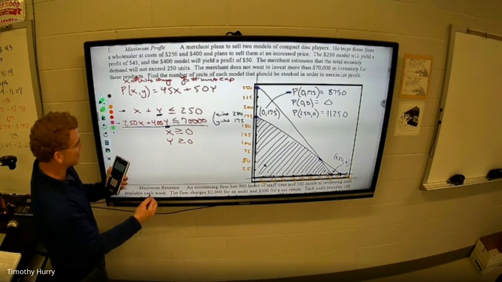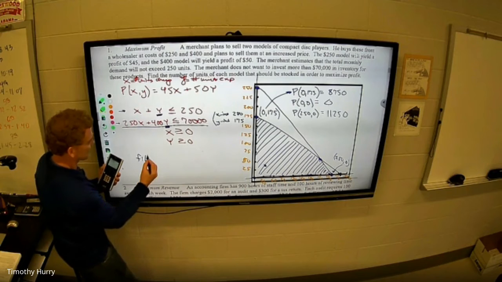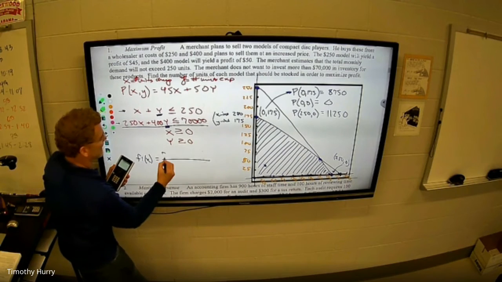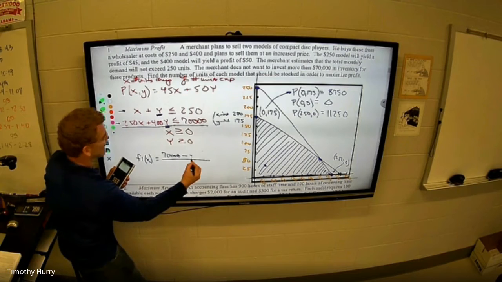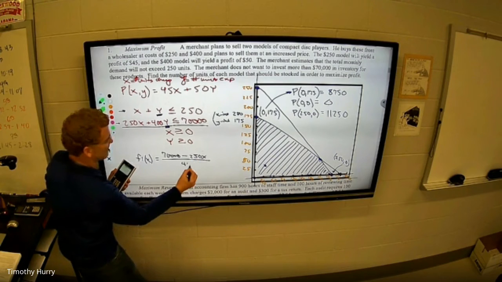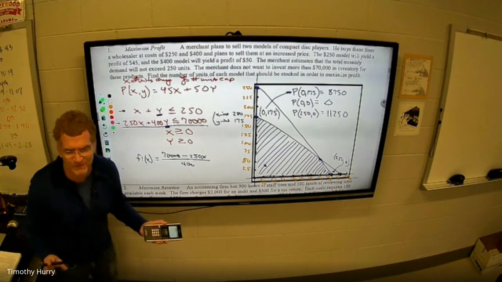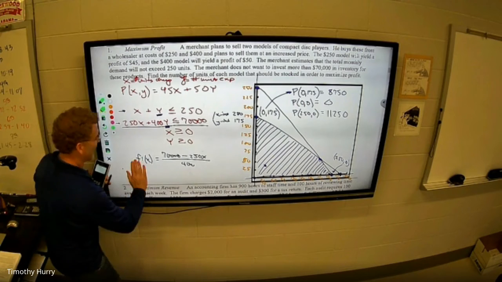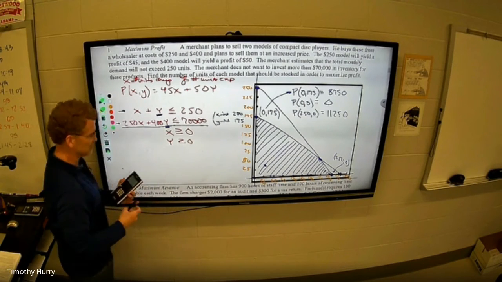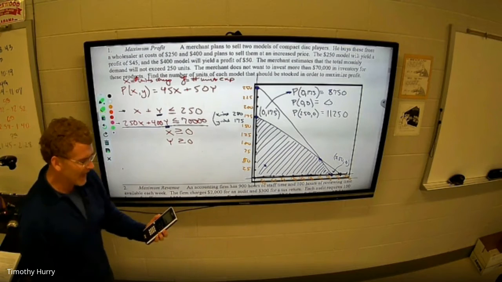So I basically see this on my screen. I made a fraction and I know the 70,000 is already over there. I subtract the 250x and then just divide by the 400. Don't bother simplifying and making it look like some pretty form. I don't do that. So once I do that and hit enter, I can see where they cross.